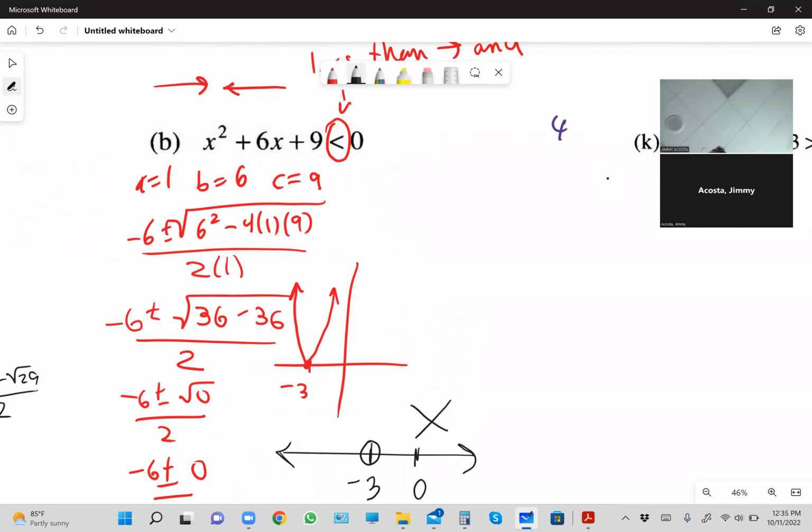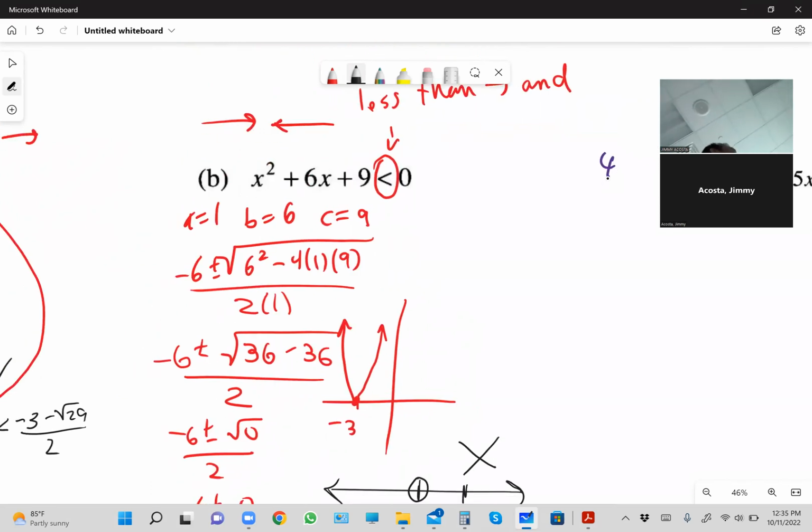Okay, so it has to work on the other side. So pick one on the left of -3. -4. I'm going to do -5. So -5 squared is 25. 25 minus 30, so -5 and -5 plus 9. And is 4 less than 0?